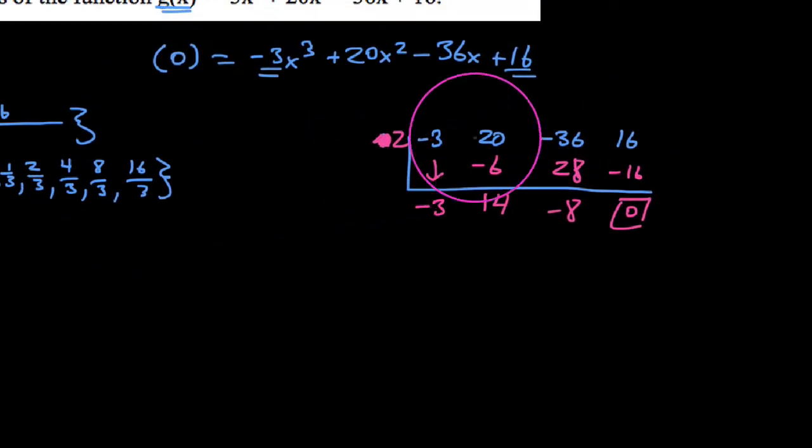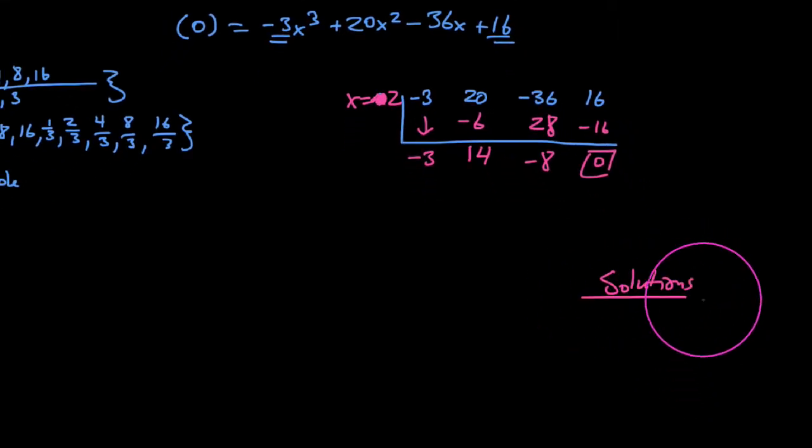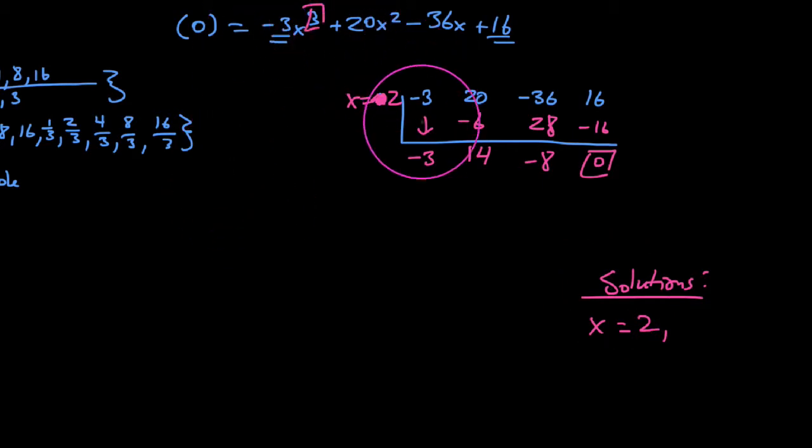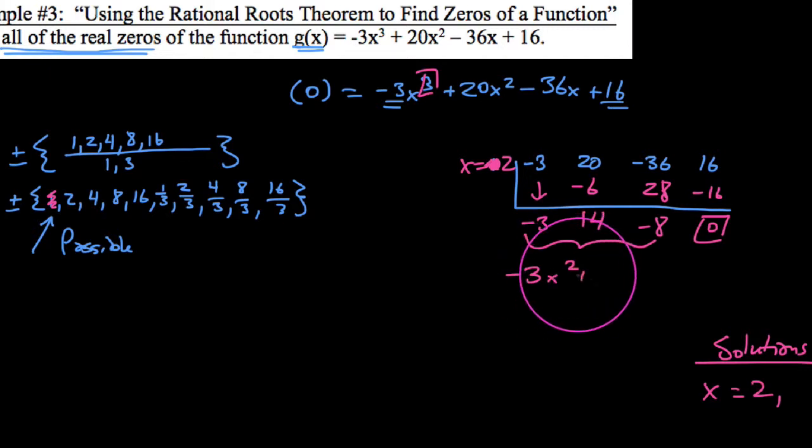We say, well, first of all, whenever you come across a 0, write this thing down. We could say solutions, or zeros, or x-intercepts, or roots. We say x equals 2 is one of them. Now, I know I have a third degree polynomial, so I suspect there are 2 more, but the thing we need to recognize is now we have negative 3x squared plus 14x minus 8. That is what the leftover polynomial is.